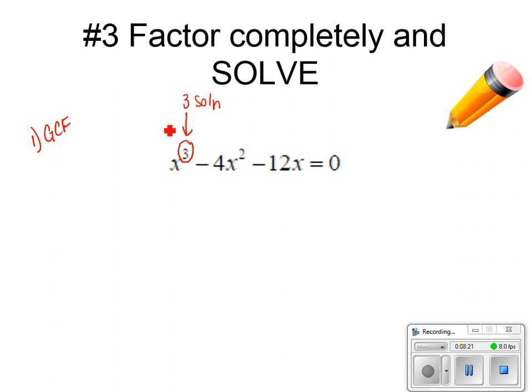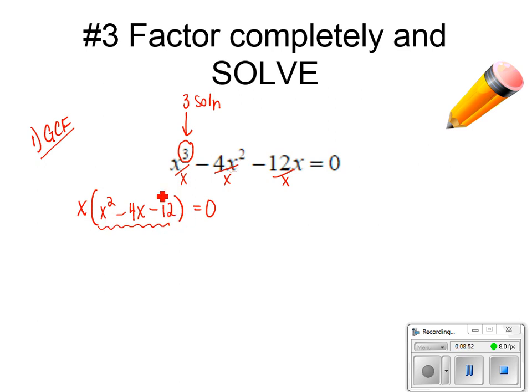So the first thing I'm going to do is see if they have anything in common. X cubed, negative 4x squared, minus 12x, they all have an x in common. So I'm going to take an x out. When I divide out an x, I get x squared minus 4x minus 12 equals 0. Okay, so I've got an x out. Now I want to make sure that I can't factor that any further. It probably looks like I can.